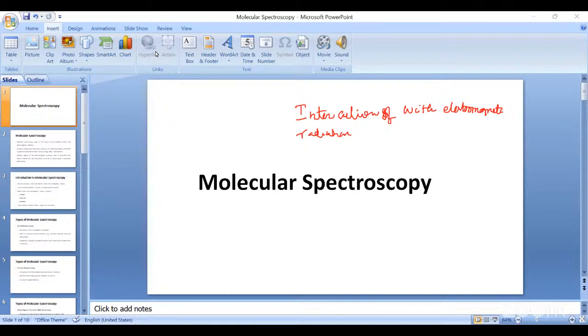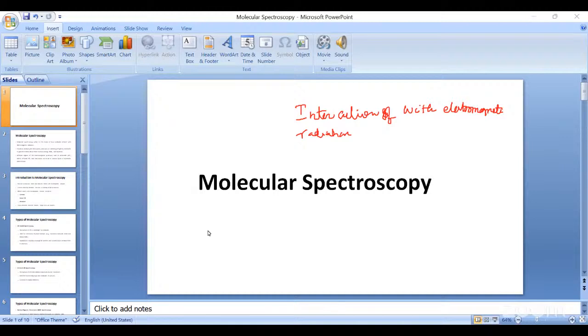It's very important to know that interaction, like analysis of absorption, emission, or scattering of light to know the information about the structure and energy levels. If you want to know all these, molecular spectroscopy is very important. It involves different regions of the electromagnetic spectrum, like ultraviolet, visible, infrared, and microwave. All these regions are involved here.